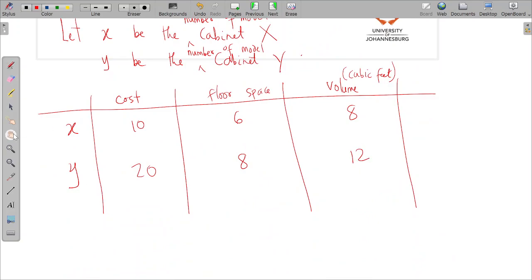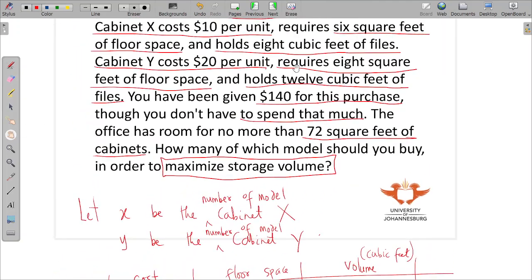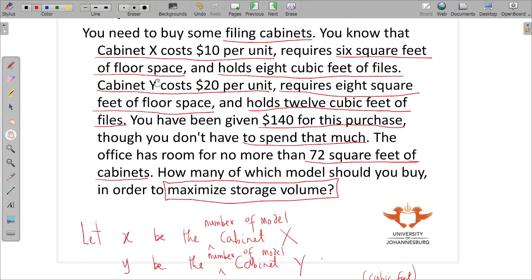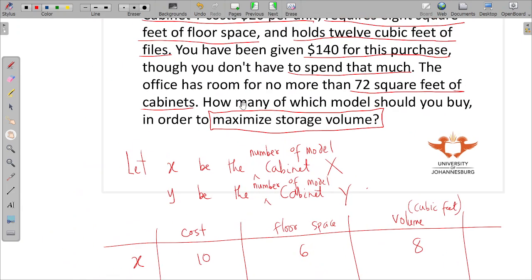Please read the question again and make sure you understand. Now, in a linear programming problem, you will be given two or three things that have different values. For example, for cabinet X, we have cost, floor space, and cubic feet, which is the volume, and the associated numbers. The same thing for Y. That's why we're able to pick these out from there.